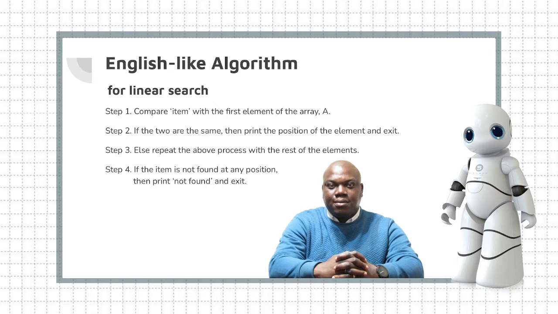Basically, we've got step 1: compare item with the first element of the array, A. Step 2: if the two are the same, then print the position of the element and exit. Step 3: else, repeat the above process with the rest of the elements. Then step 4: if the item is not found in any position, then print not found and exit.